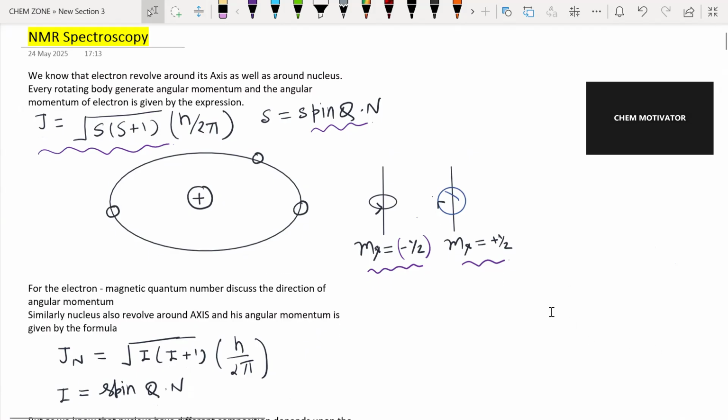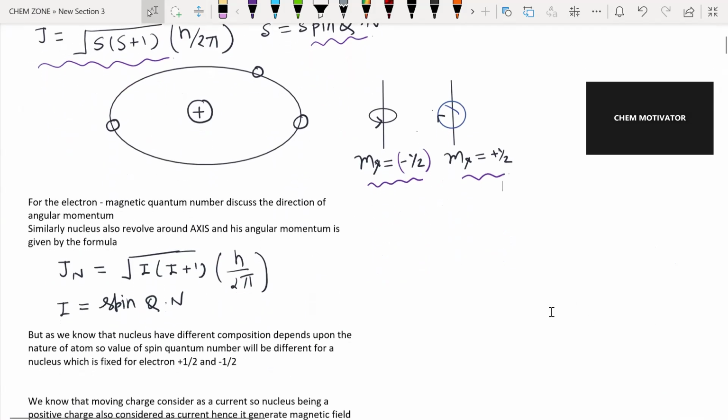Now, if we are talking about the nucleus, in a similar way, the nucleus also rotates around its axis. And the angular momentum of the nucleus can be given by the expression under root I(I+1) h upon 2 pi, and h upon 2 pi can also be written as h cut or h cross. Whatever you want to say, you can say. Where I is the spin quantum number for the nucleus.